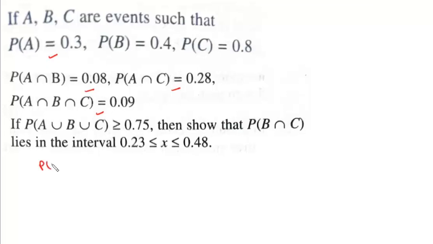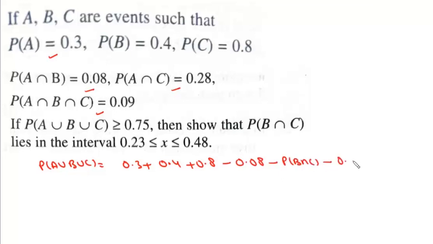Now we know that probability of A union B union C is probability of A plus probability of B plus probability of C minus probability of A intersection B minus probability of B intersection C, which we need to find, minus probability of A intersection C plus probability of A intersection B intersection C, which is 1.23 minus probability of B intersection C.